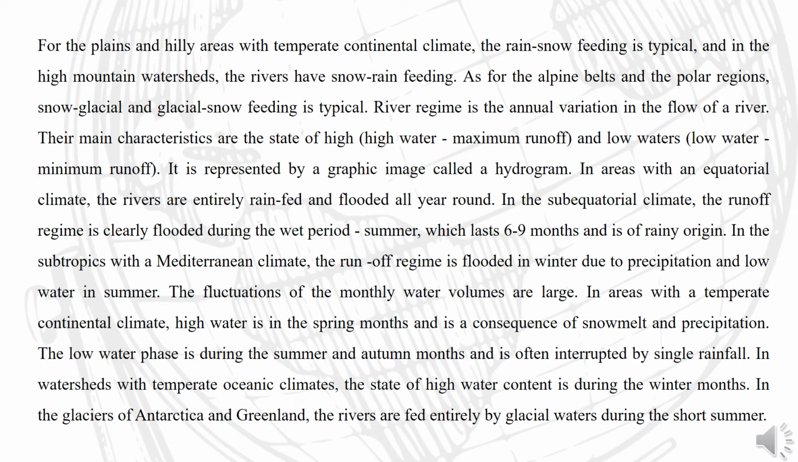In the subtropics with a Mediterranean climate, the runoff regime is flooded in winter due to precipitation and low water in summer. The fluctuations of the monthly water volumes are large. In areas with a temperate continental climate, high water is in the spring months and is a consequence of snowmelt and precipitation. The low water phase is during the summer and autumn months and is often interrupted by single rainfall. In watersheds with temperate oceanic climates, the state of high water content is during the winter months. In the glaciers of Antarctica and Greenland, the rivers are fed entirely by glacial waters during the short summer.